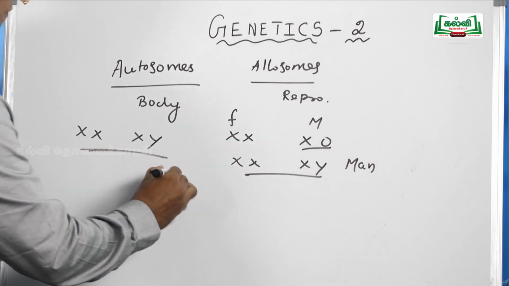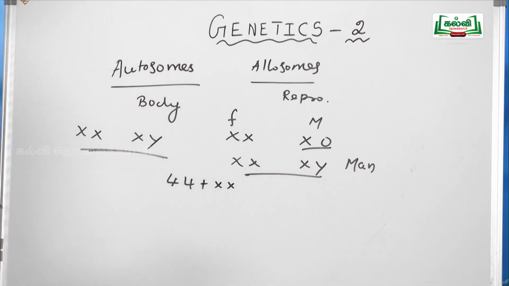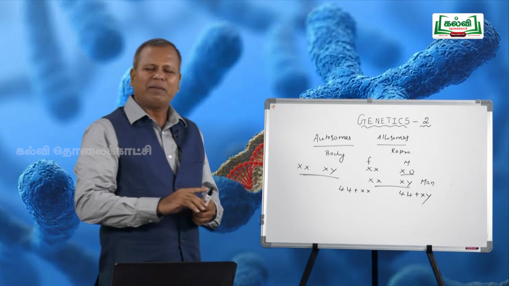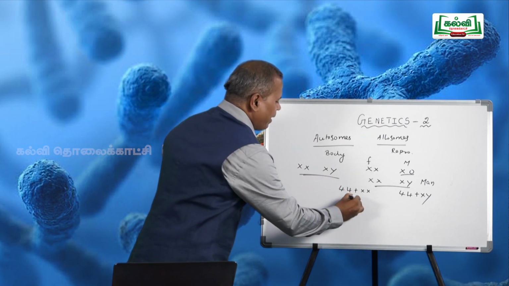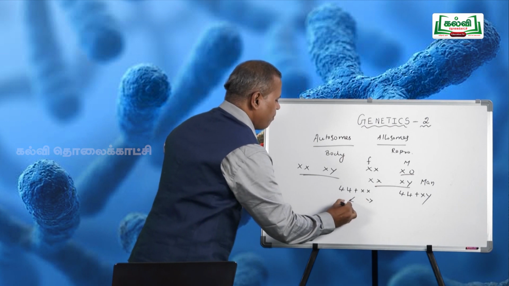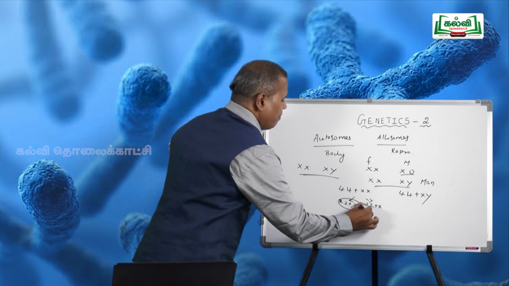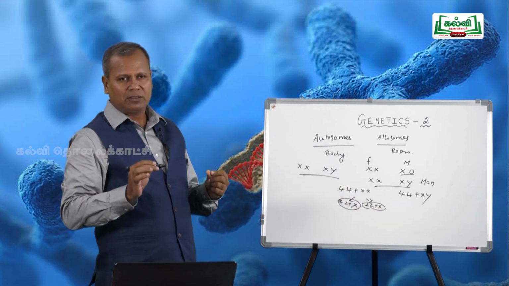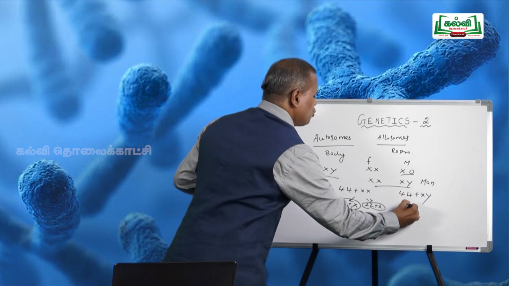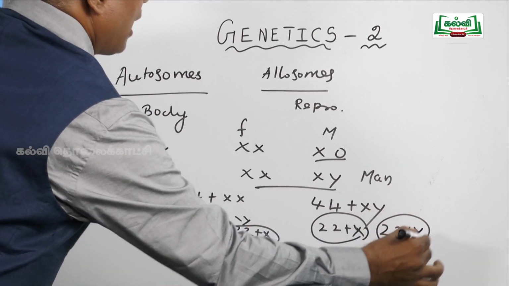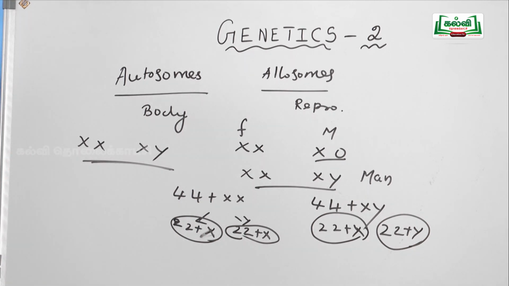Actually, in female, 44 plus XX, similar sex chromosomes are present. In male, 44 plus XY, different or dissimilar sex chromosomes are present. At the time of gamete formation, in females, similar gametes are formed, namely 22 plus X and 22 plus X. So, females are said to be homogametic individuals. But in males, at the time of gamete formation, two types of gametes are formed, namely 22 plus X and 22 plus Y. So, males are known as heterogametic individuals. This kind of XX, XY sex determination is reported in man as well as Drosophila melanogaster, the fruit fly.